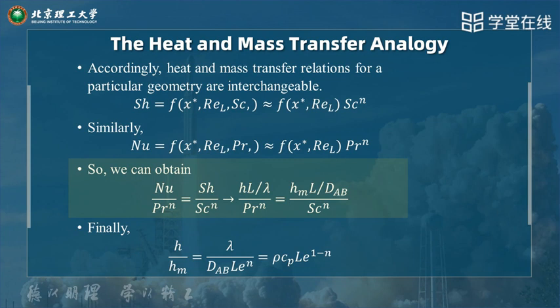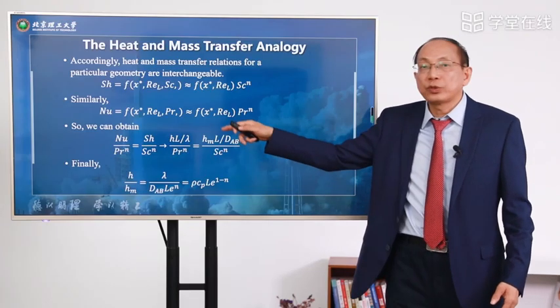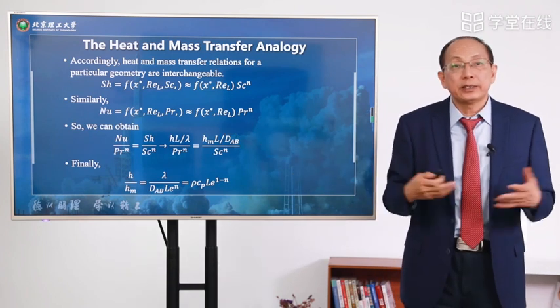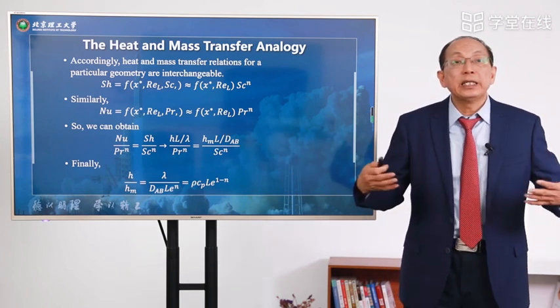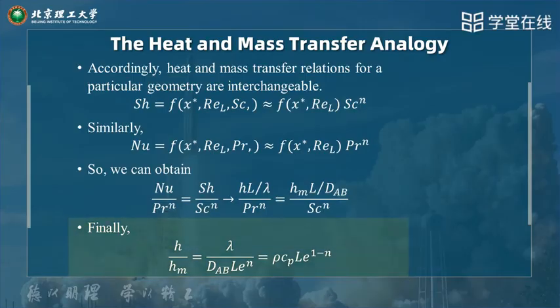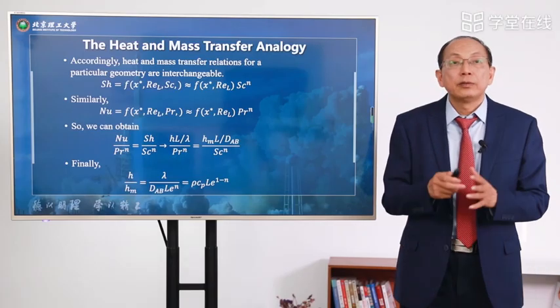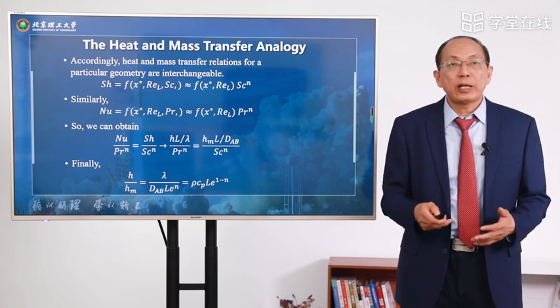We can make some comparison and obtain this equation. Certainly it is similar, not exactly equal. Finally, we obtained the heat transfer coefficient divided by the mass transfer coefficient equals lambda over DAB times Lewis number power n, which equals rho Cp Lewis power 1 minus n. Here is some comparison.